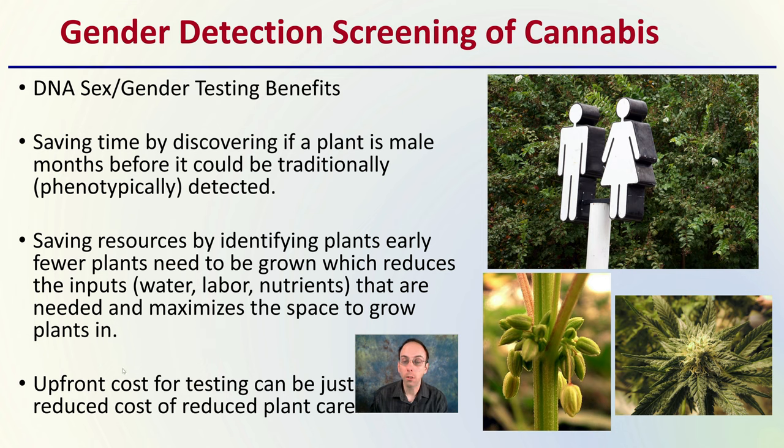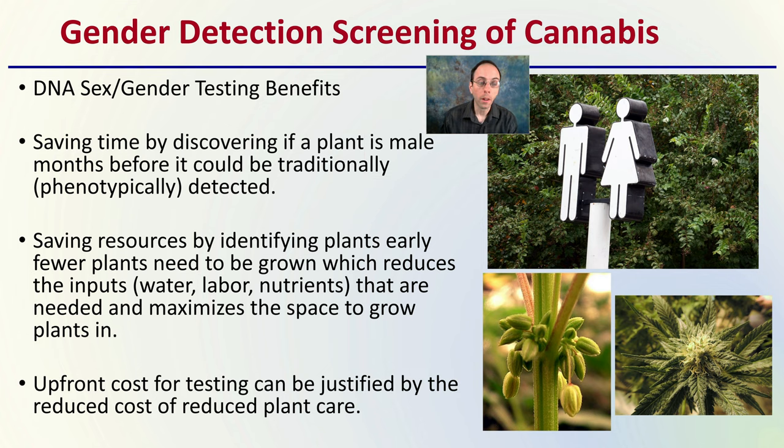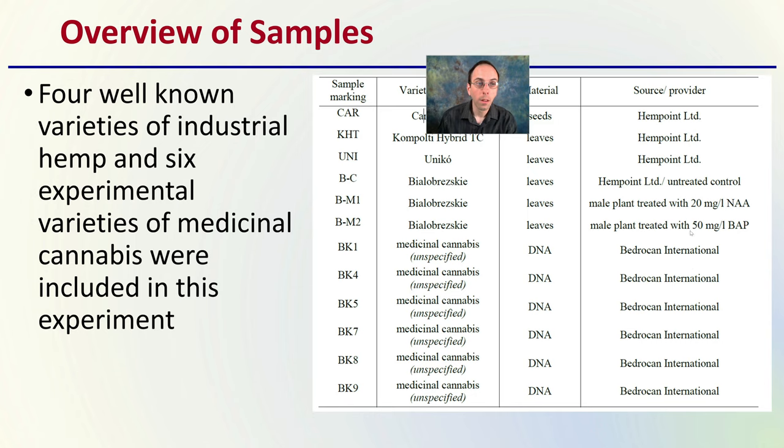Now, first off, gender detection screening of cannabis. So this is DNA sex, or gender testing, benefits of utilizing this method. And the goal of this is to be able to save time by discovering if a plant is a male months before it could be traditionally detected, or phenotypically detected, based on the visual assessment of the flowers it produces. By being able to detect this early, this can save resources by identifying plants early. Fewer plants need to be grown, which reduces the inputs such as water, labor, nutrients, and lighting, and a whole host of other things that are needed to maximize the space to grow plants in. Upfront costs for the testing can be justified by the reduction in cost of reduced plant care, at least in some instances.